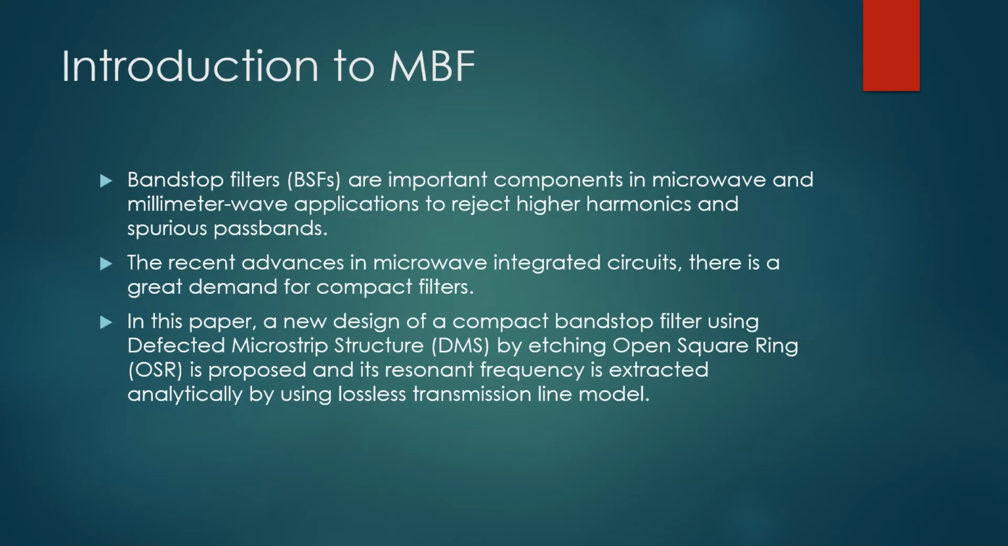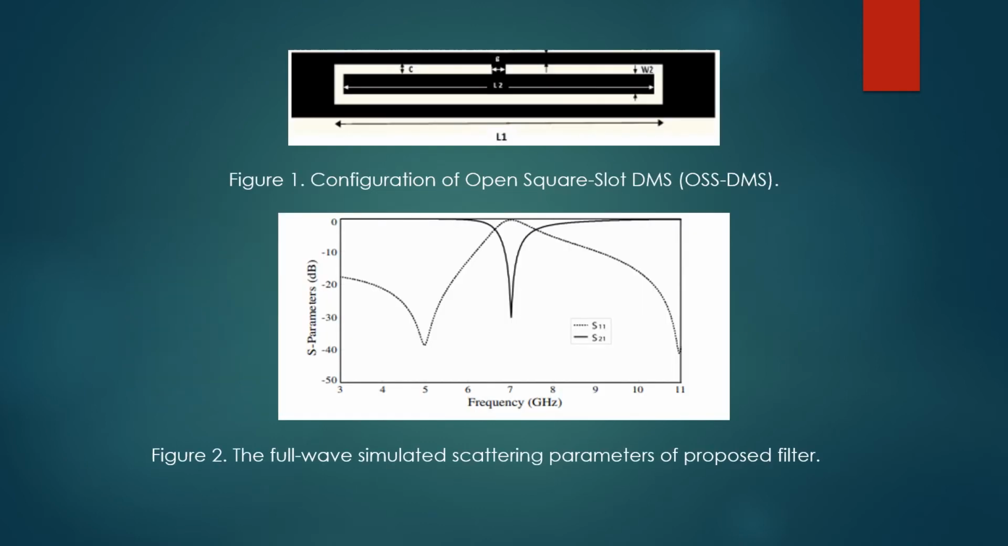In this paper, a new design of a compact bandstop filter using defected microstrip structure by etching an open square ring is proposed, and its resonant frequency is extracted analytically by using a lossless transmission line model. Figure 1 illustrates the configuration of the complementary open square ring DMS in the center of the microstrip line. Figure 2 is the full wave simulated S parameters. We will be talking about them in the next few pages.